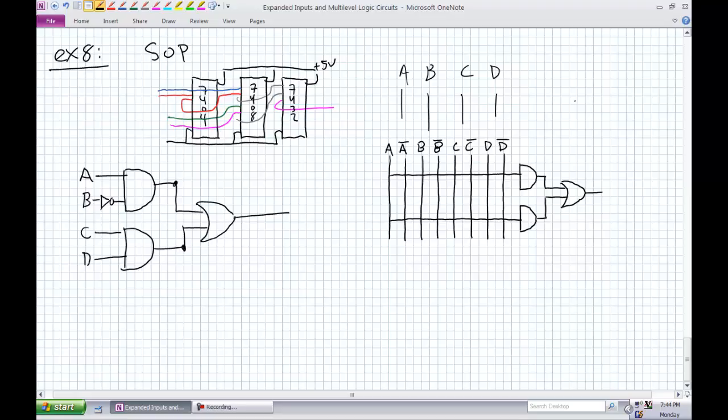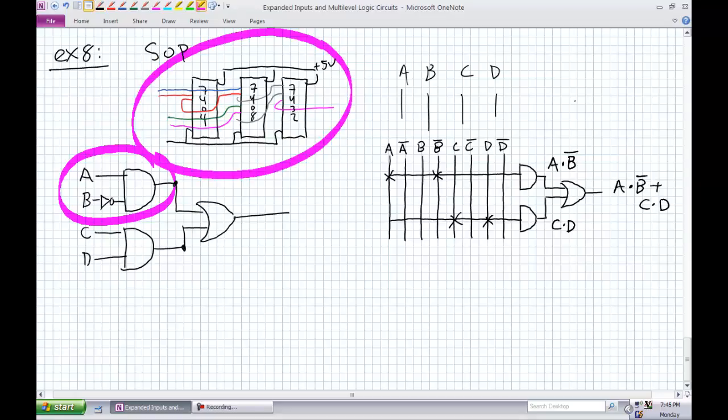So our first AND gate, let's use our same example. First AND gate, it's A ANDed with NOT B. X, X. What is that first AND gate's product term? A ANDed with NOT B. You do the second one, and you should come up with C and D. Finally, what is our output expression? A ANDed with NOT B, ORed with C and D. That is a lot easier to read and to implement than all this mess over here.